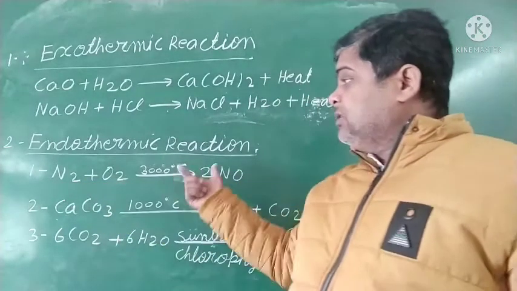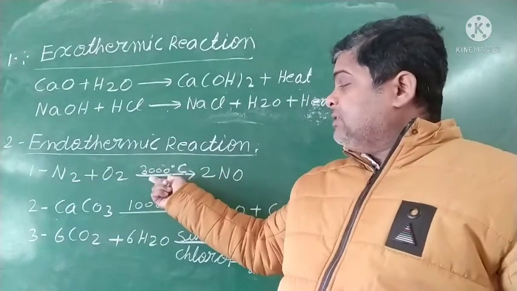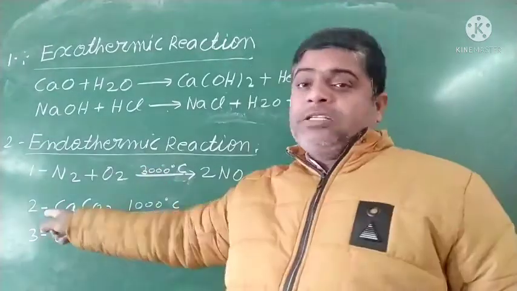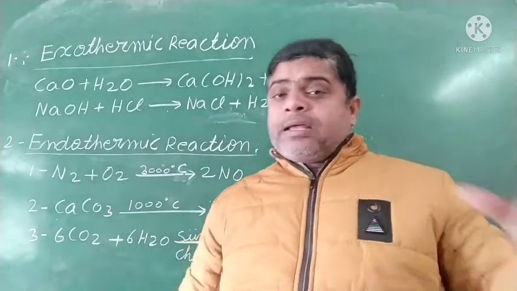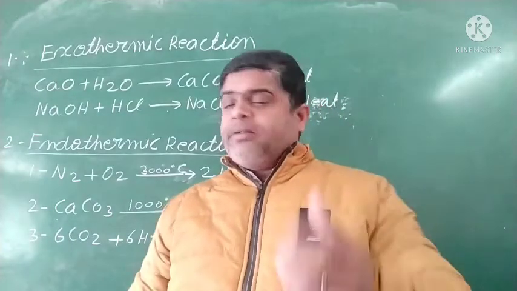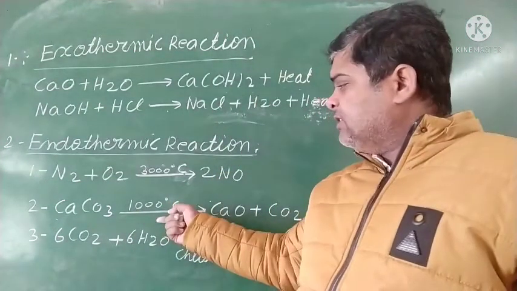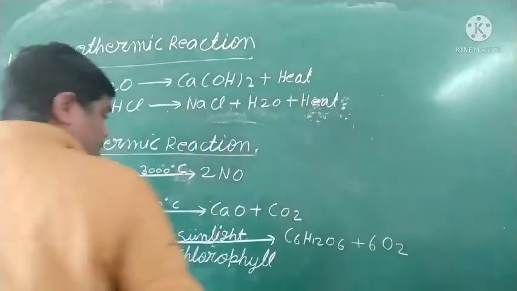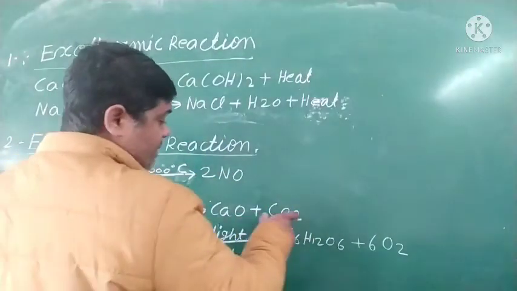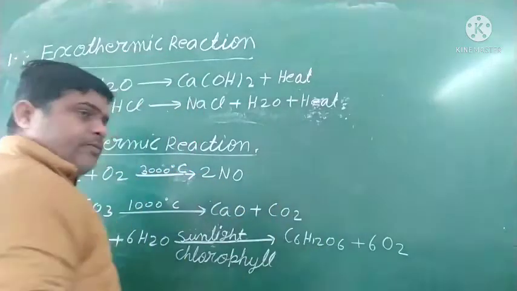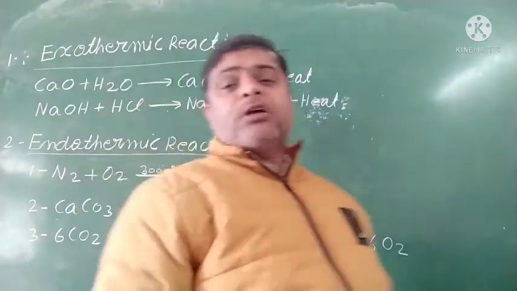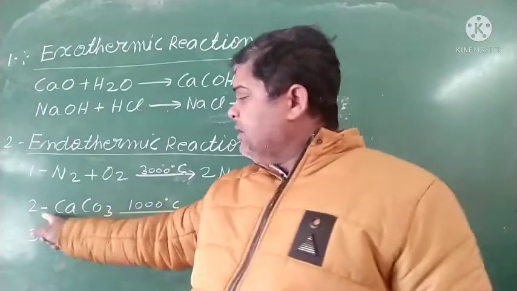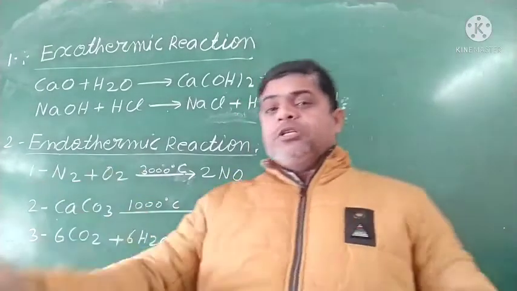So in the first process, energy is absorbed. See the second one, calcium carbonate, CaCO3. When calcium carbonate is heated at 1000 degrees Celsius temperature, it decomposes into calcium oxide and releases carbon dioxide. Okay, so this is the endothermic reaction. And you know student, this has a special name. The special name is the decomposition reaction.